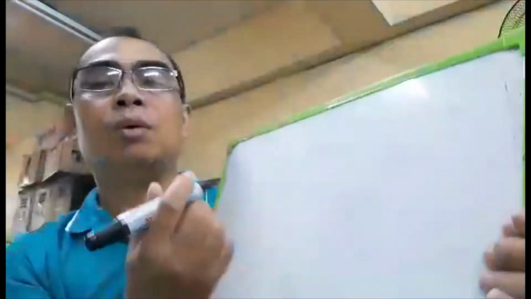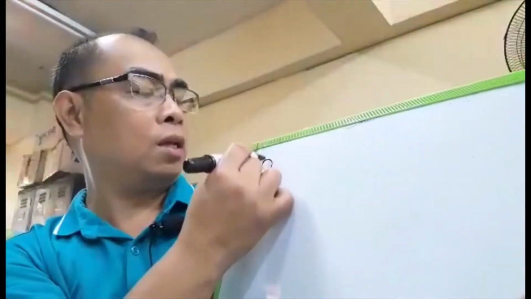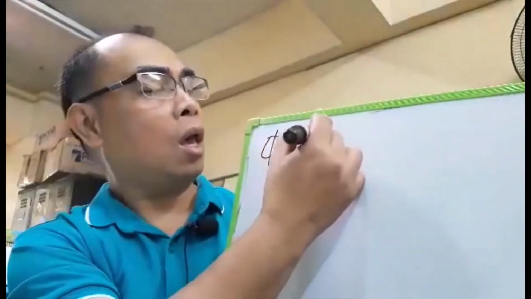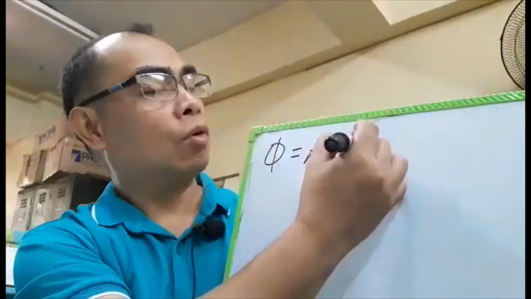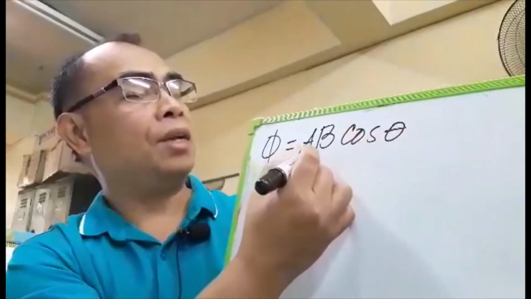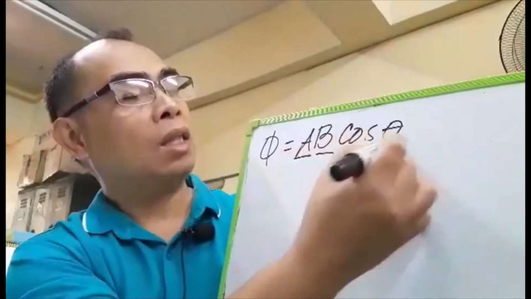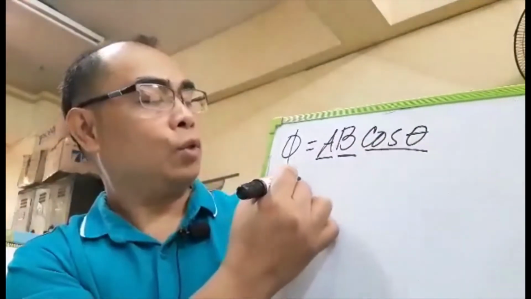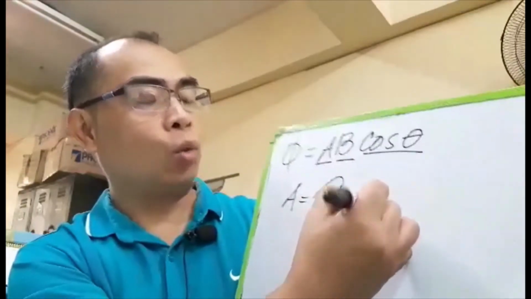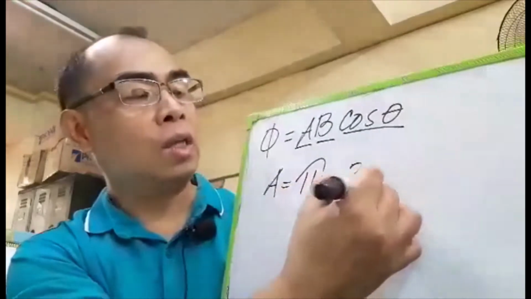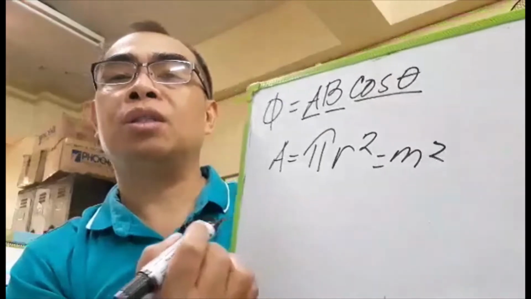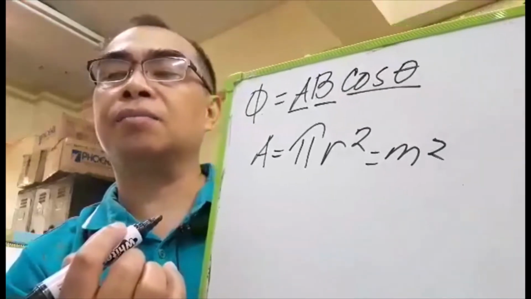So our magnetic flux equation is denoted as this one, which is equal to AB cosine theta. A is area, B is magnetic field, and theta is the angle. How are we going to solve our area now? Area is pi r squared, which is always in meters squared. So this is our magnetic flux.